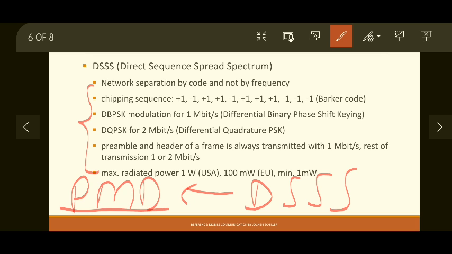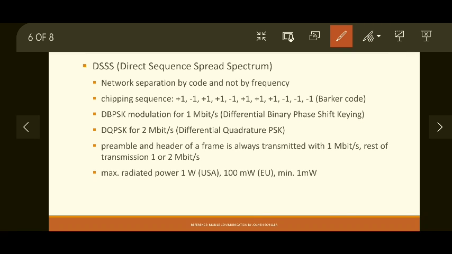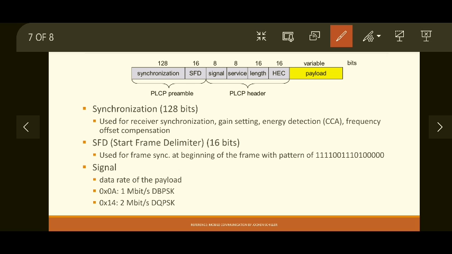Now the PLCP sublayer of the DSSS based physical layer will define a packet format. The packet format decided by the PLCP sublayer for the DSSS based physical layer is given on your screen. Again, if you observe, it contains preamble, header and payload. Now preamble fields are the same as those of the FHSS packet format, but the size is different. Now synchronization bits are changed from 80 bits to 128 bits.